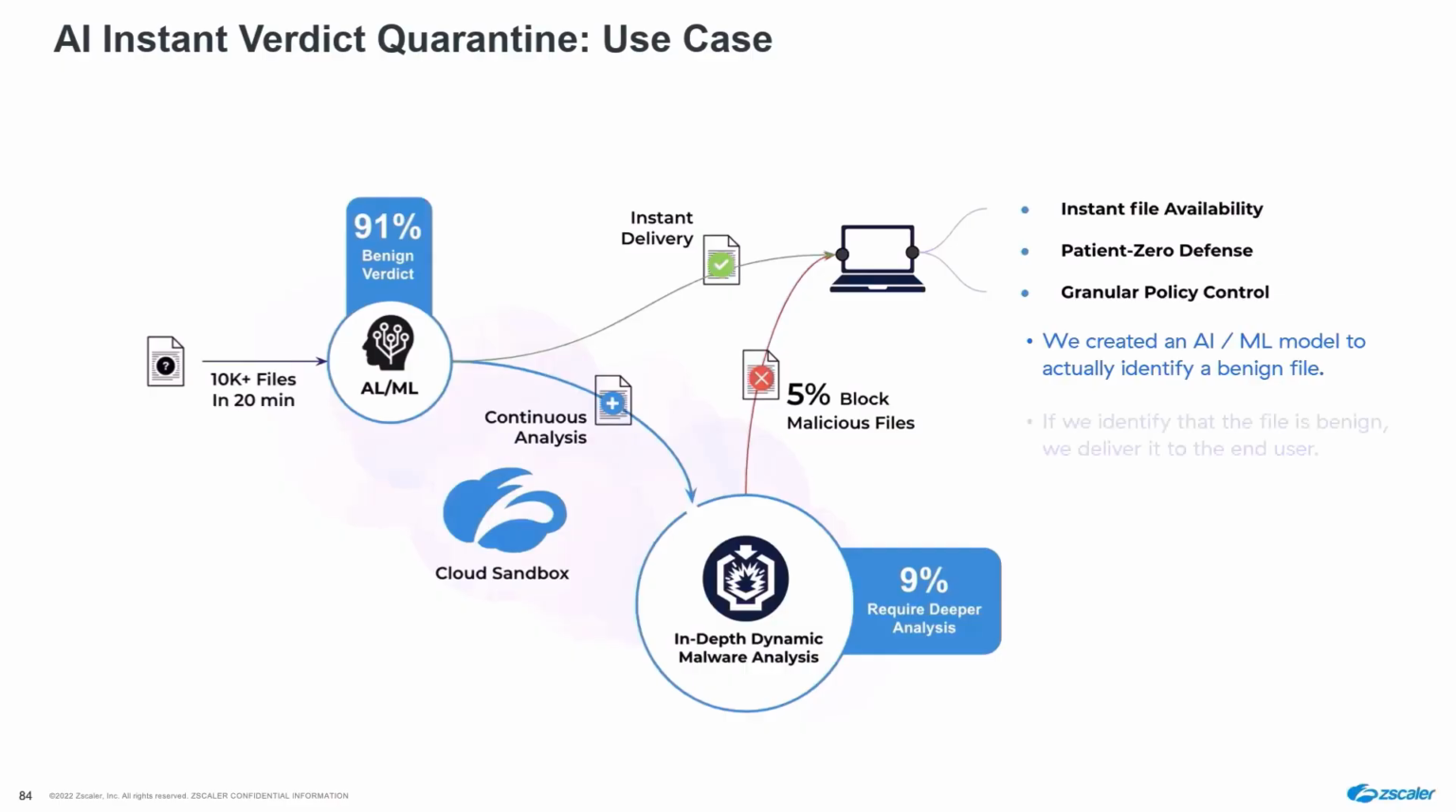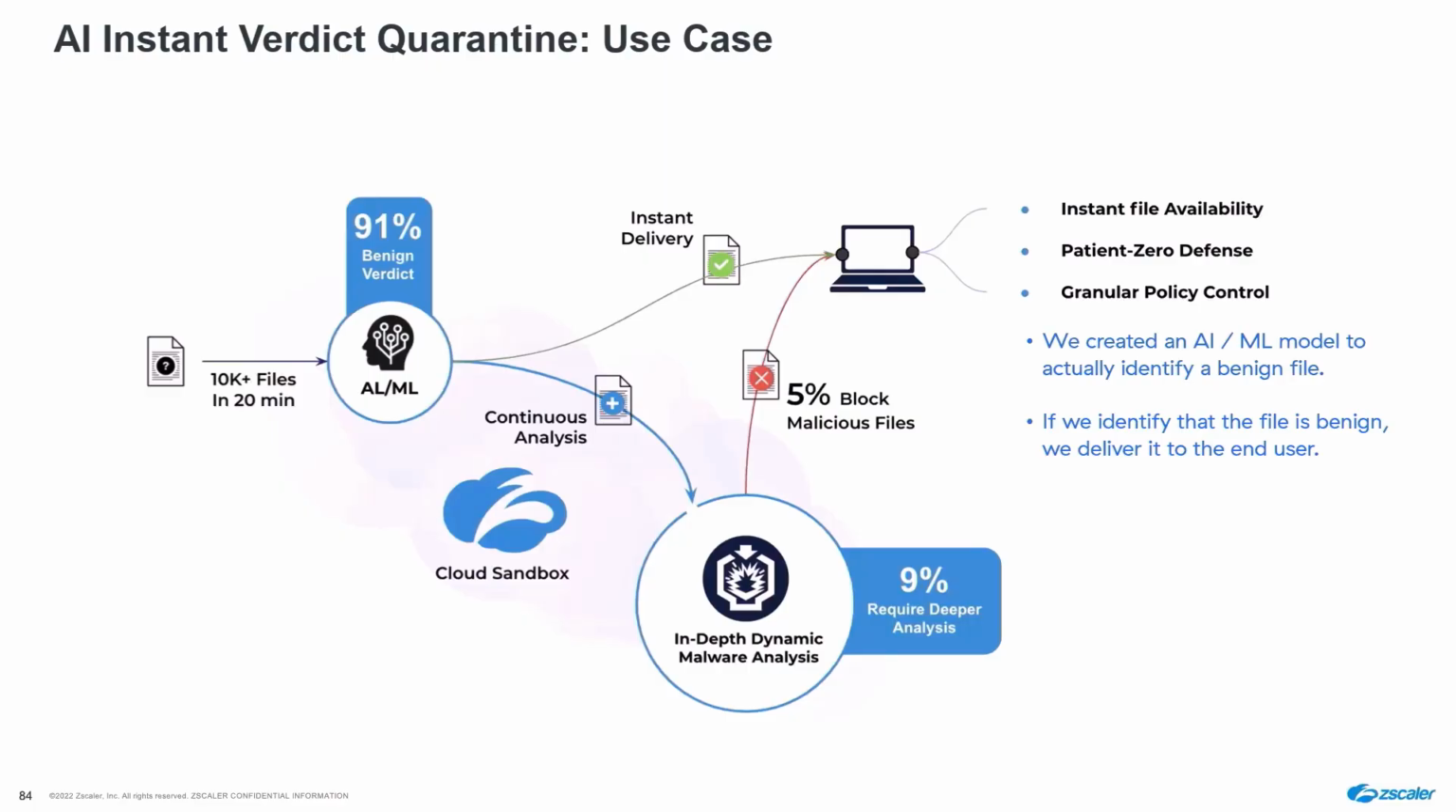Now, as soon as we identify that the file is benign using AI/ML, we instantly deliver this to the end user because the chances of this being malicious is very low. So the risk is low. So we actually deliver the file right away to the end user while we still in parallel send a copy of the file to the cloud sandbox to make sure that it is really, really benign.